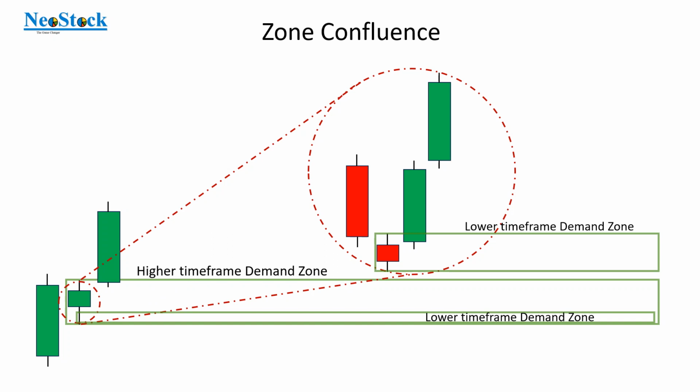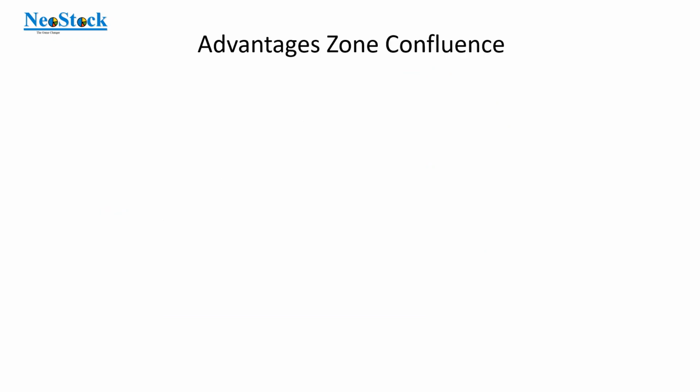Now immediately you can ask a question: what is the advantage of doing this? Is there any importance for this concept? Yes, the importance is very, very high. That's why chapter 16 is a very important chapter. If you understand the advantages of this concept, then you will understand the importance. So, let us look into the advantages of zone confluence.